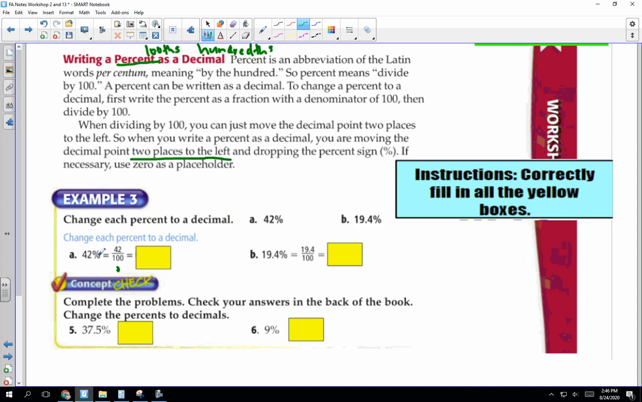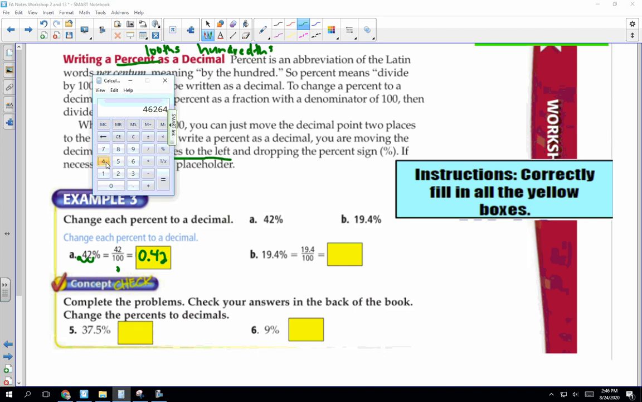Okay, so 42% is 42 divided by 100. Now, we can simply move the decimal 2 places to the left and see that it's 0.42. Or if you want to calculator it out, you can go 42 divided by 100. 0.42. Okay.